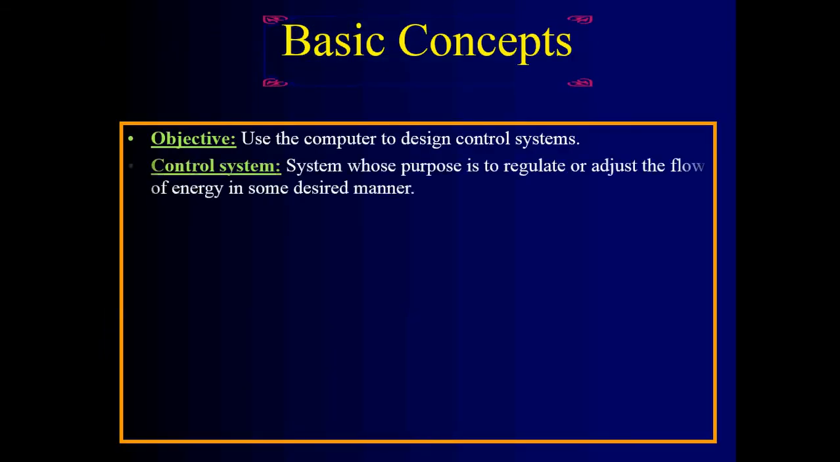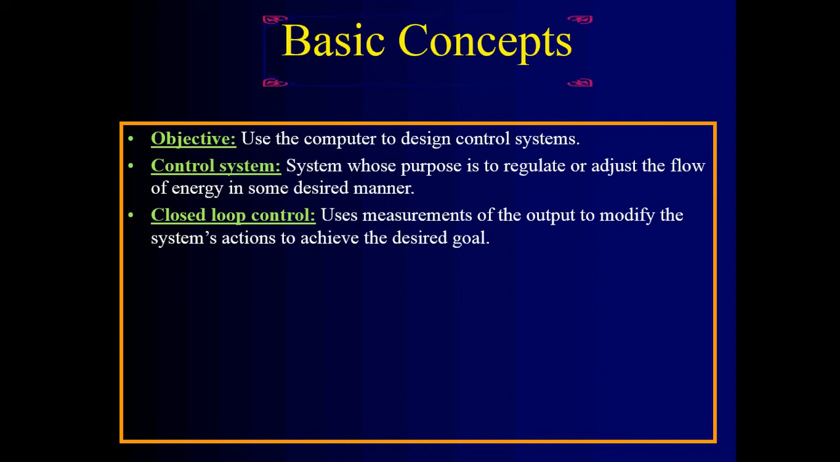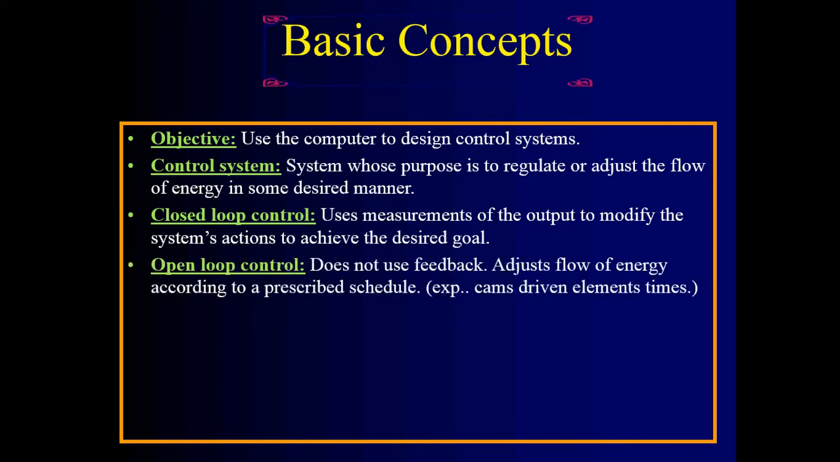In here, the objective is to use the computer to design the systems. In this case, we're going to be using MATLAB and Simulink. And if we are going to build real systems in 3 dimensions using controls, we'll be using SolidWorks and SimWise 4D. So the definition is, of course, a system to regulate in some way that you want. A closed loop system, as I said, is the one that measures and then takes an action. Open loop does not use feedback, it adjusts the flow of energy according to some rules.